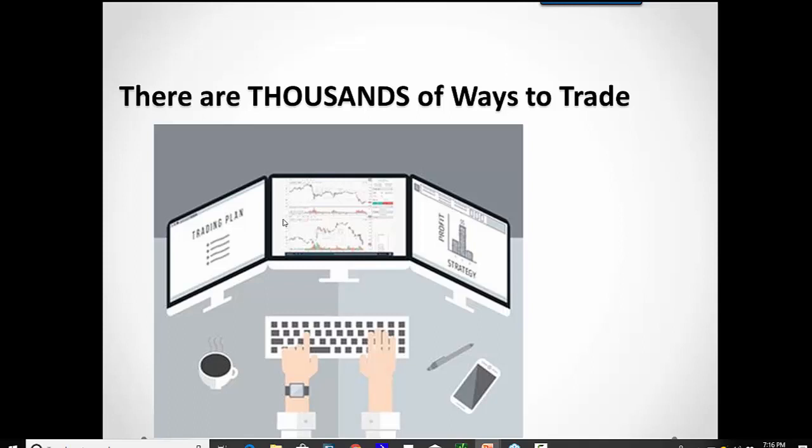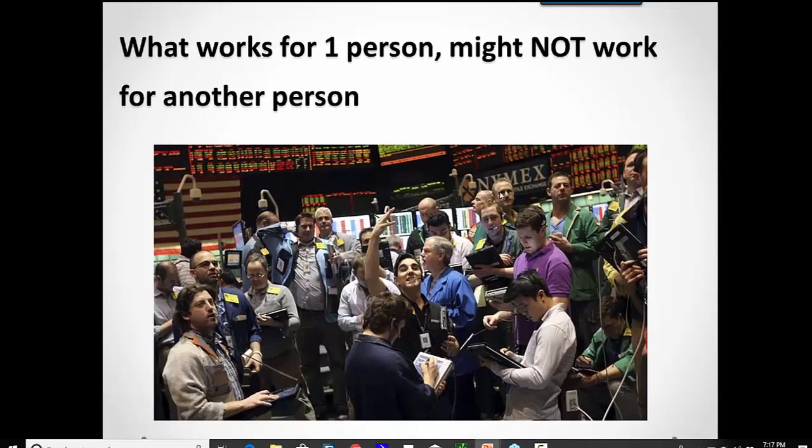I'm watching these trades throughout the course of the day. I'm reacting, and I'm taking signals based on these trades. What works for one person might not work for another person. I think this is at the board of trade. These are all traders in the pit. Everybody's going to trade differently. Everybody's going to have a different risk tolerance. Everybody's going to have different goals, okay?